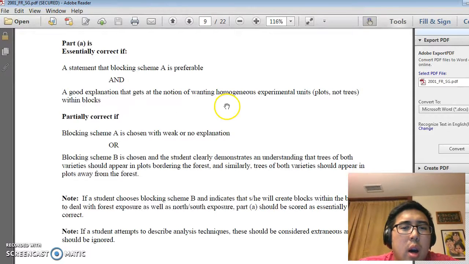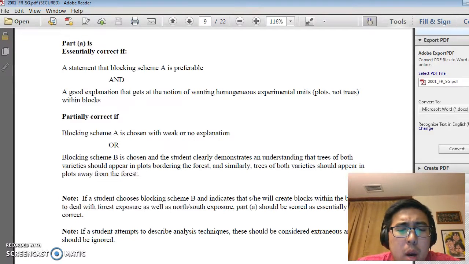Homogeneous. Yeah, okay. Yeah, obvious. Oh, I'm stupid. Homogeneous just means all the same, right? So, yeah. Okay.